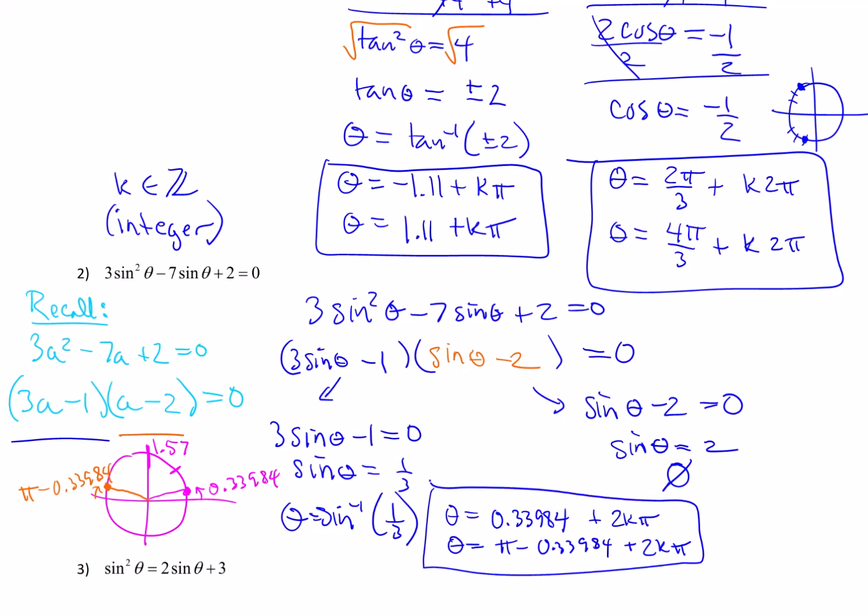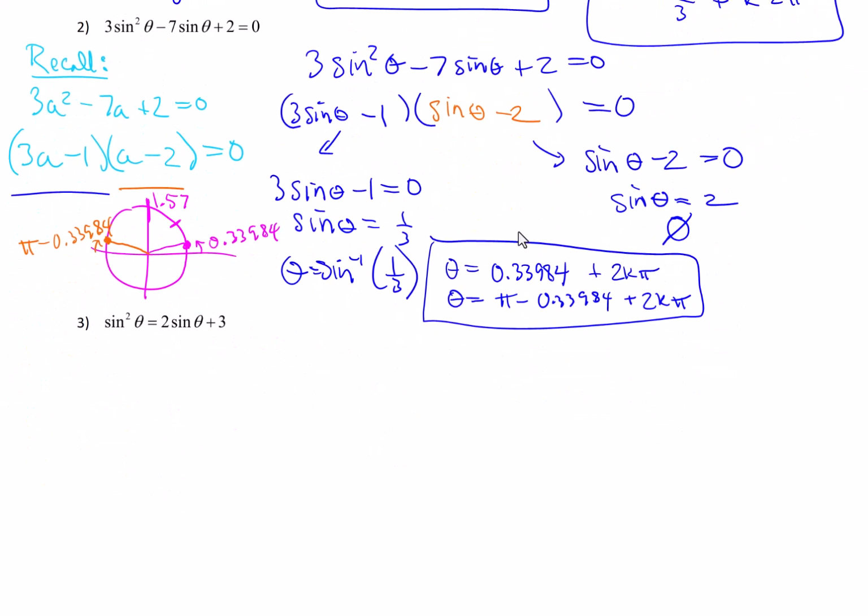So we have here one side that gave us nothing, the sine theta equals 2. We know that couldn't happen, so we just ignore that. But then we also have these sets of infinitely many solutions, 0.33984 plus 2k pi, and then pi minus 0.33984 plus 2k pi, which we could use to represent all the solutions.